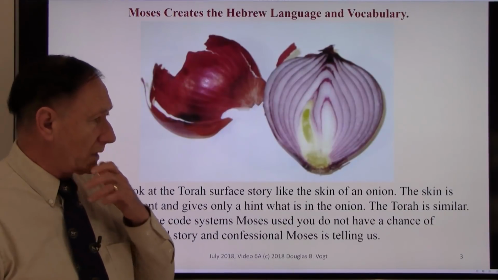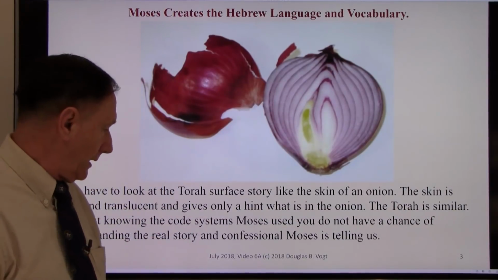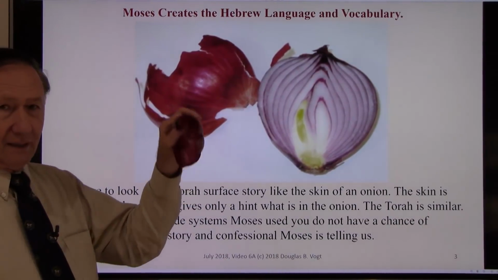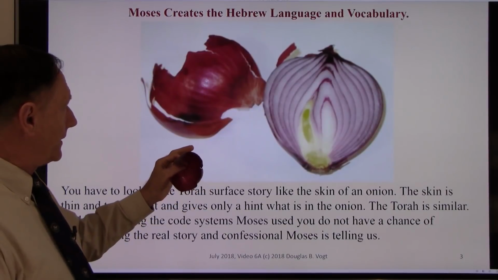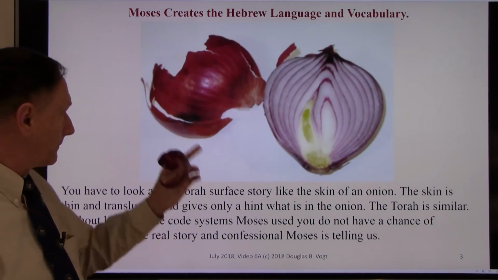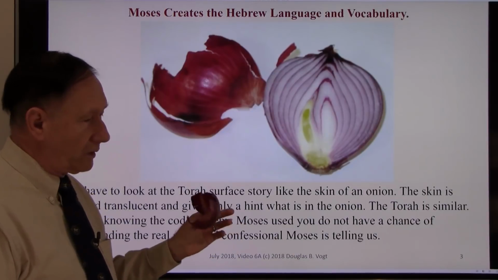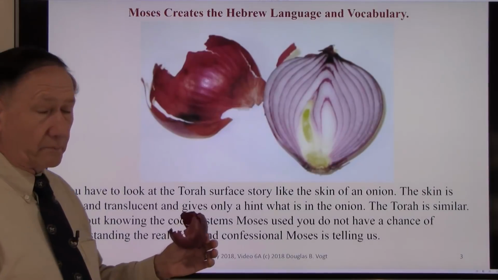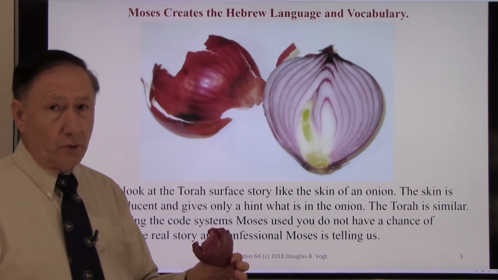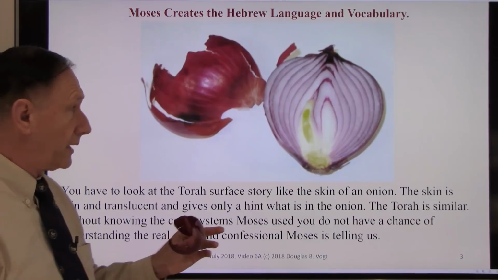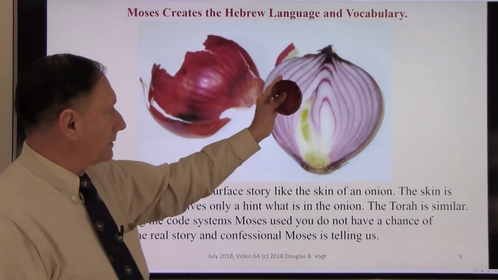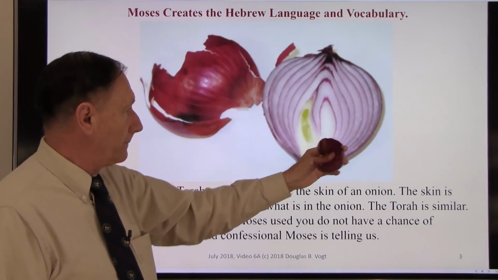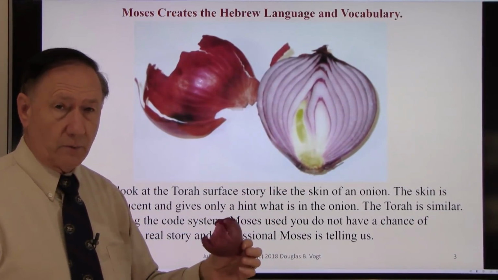The Torah, you have to look at it like an onion. And I have an onion skin here. Not too thin. The surface story is like this skin. If you don't know these 10 code systems that Moses created, that, by the way, later civilizations like the Romans and the Greeks used in their writings, you can't figure out the different stories, which are akin to these layers in the onion, what he's really saying, what he's really getting at.